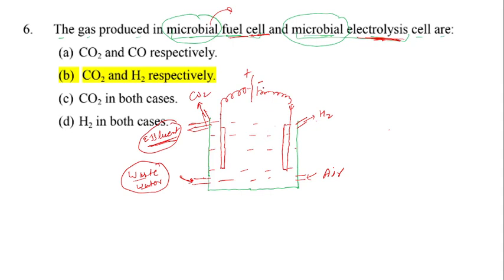Finally, this is the negative terminal, so electrons will flow like that. This is the positive electrode, so the flow of electrons will be like that, from this direction to this direction. First of all, this thing is clear. Now how is it happening?